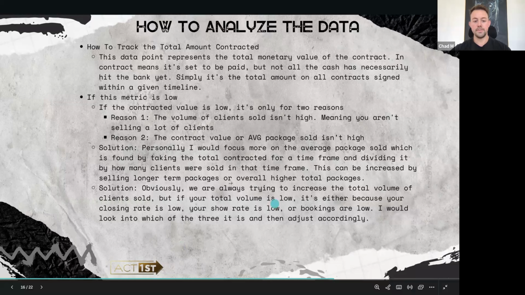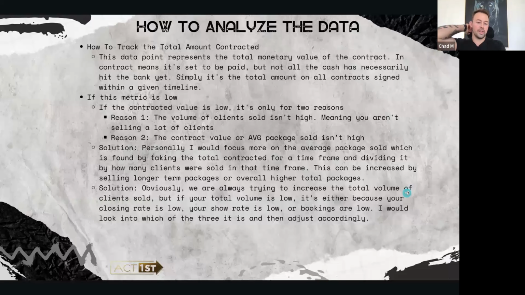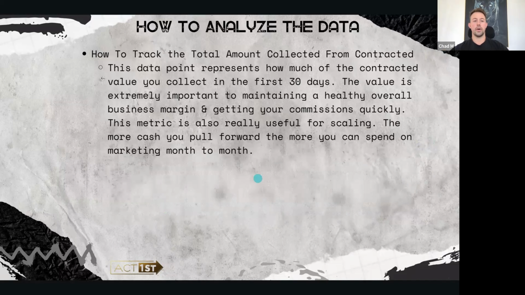Another solution: obviously, we are always trying to increase the total volume of clients sold, but if your total volume is low, it's either because your close rate is low, your show rate is low, or your bookings are low. And I would look into those three to make the adjustment accordingly. Moving on here. So how do we track the total amount collected from contracted? Out of that contracted value, and from that same time period, how much should we collect?